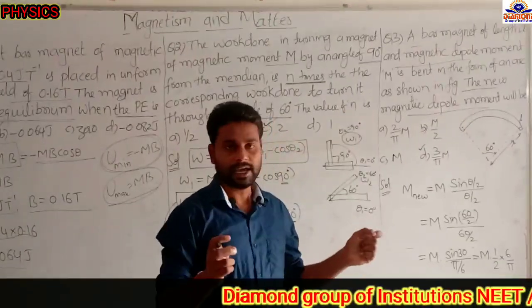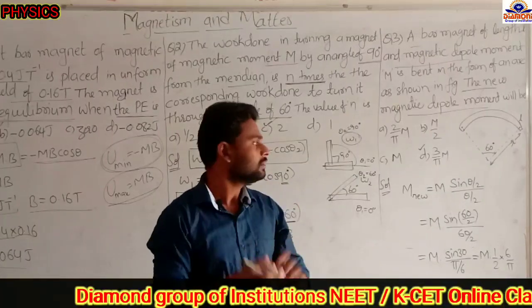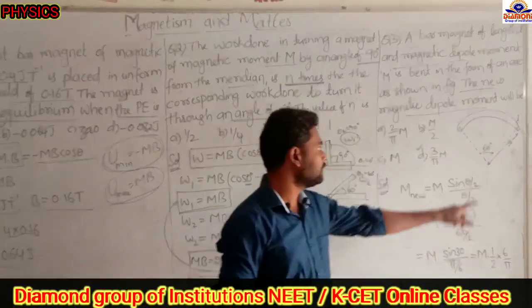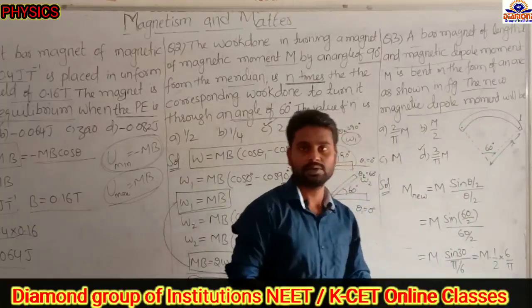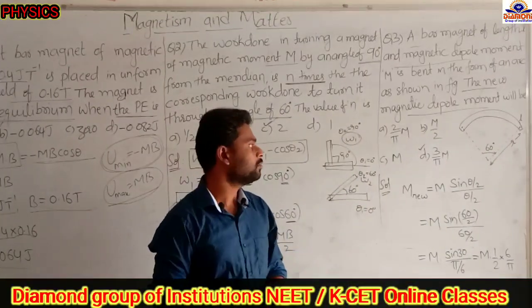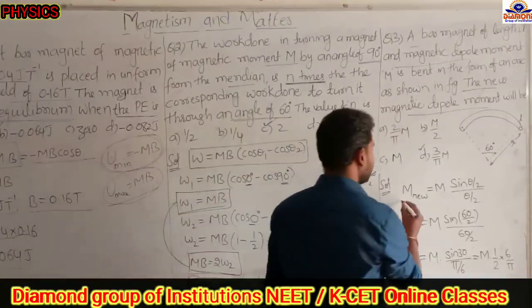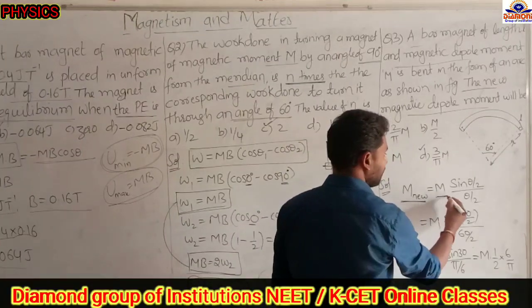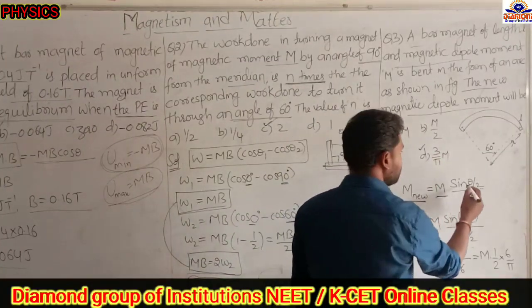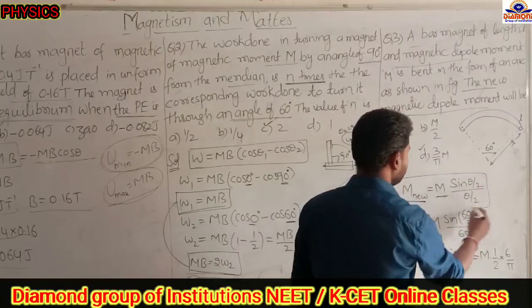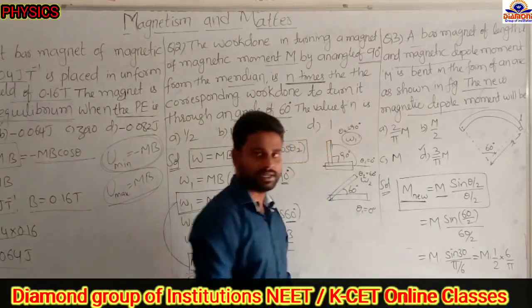So they are taking a dipole moment M and bending it to make some angle here. They have given 60 degrees also. Then what is the new magnetic dipole moment? To find that, the new magnetic dipole moment equals the initial magnetic dipole moment into sine theta by 2, divided by theta by 2. If you use this formula, you will get the answer within 15 seconds.